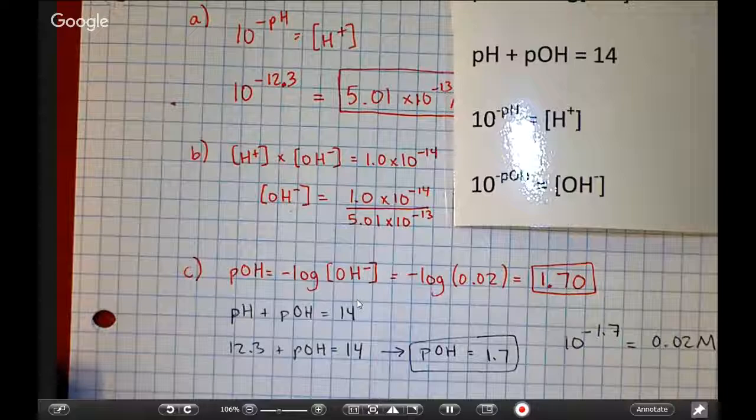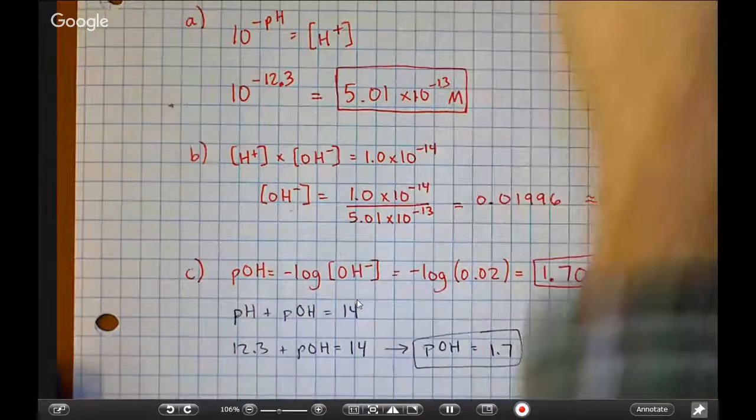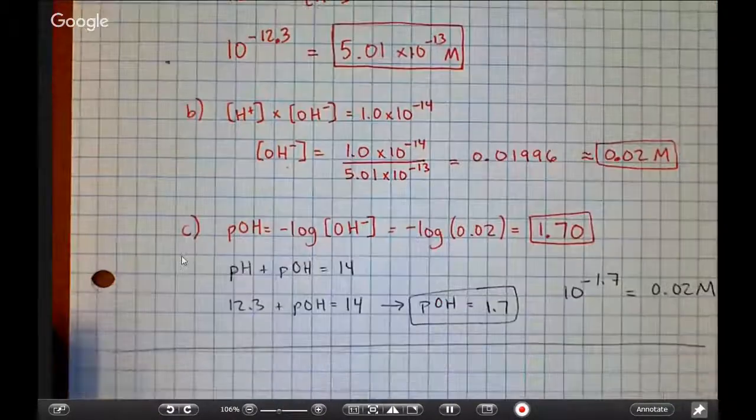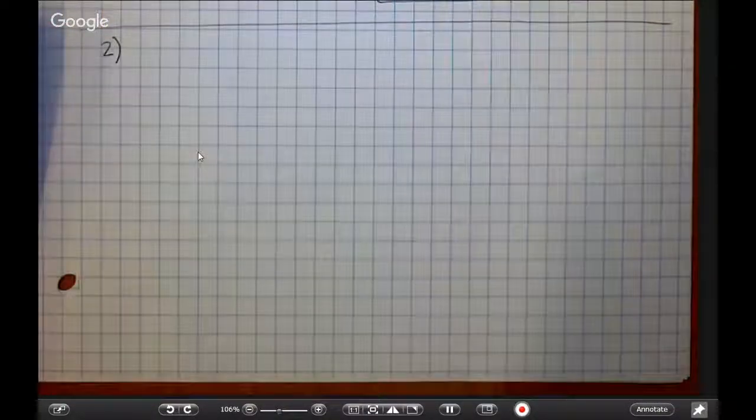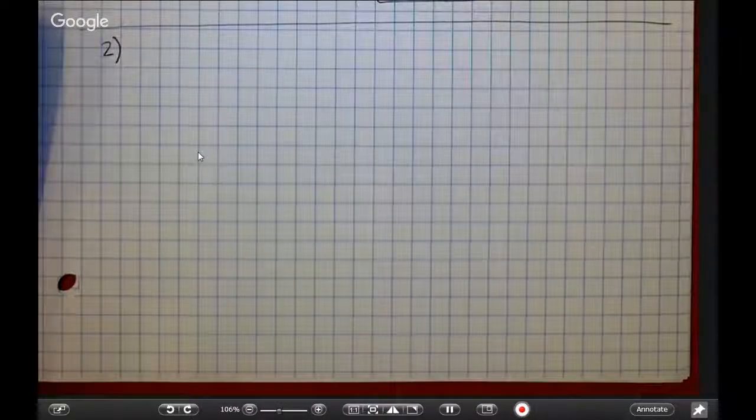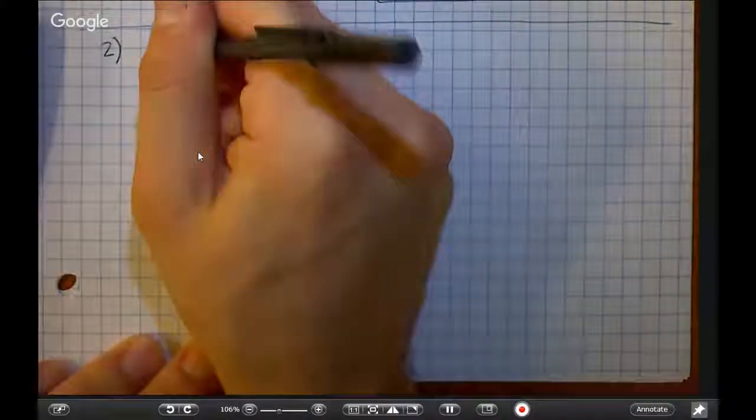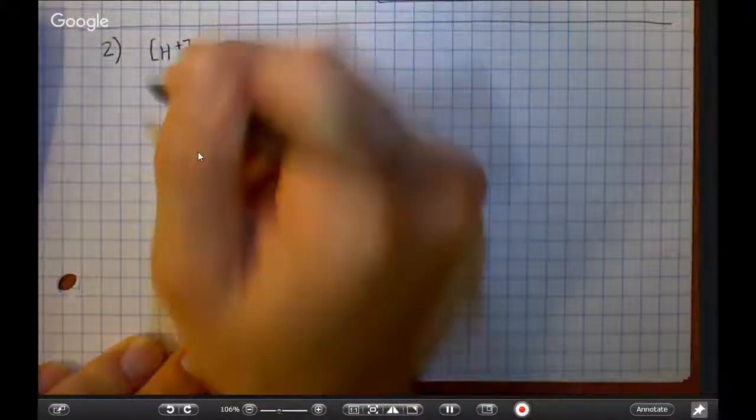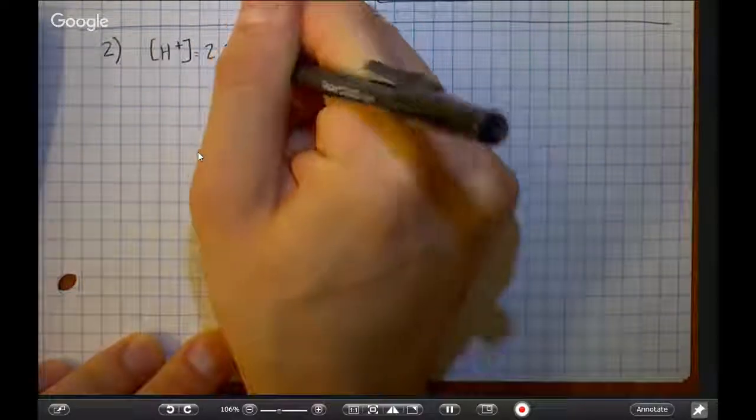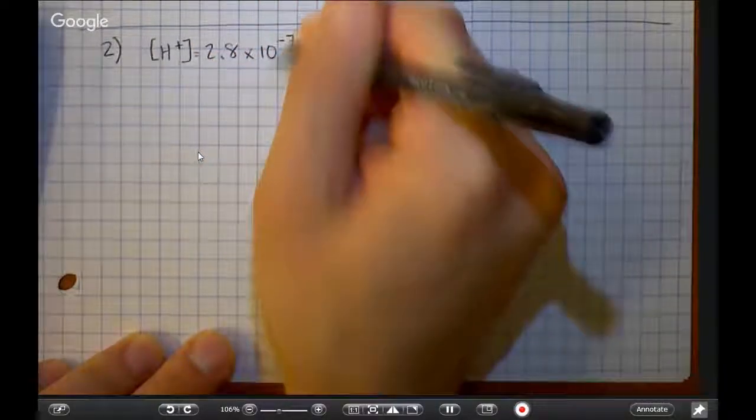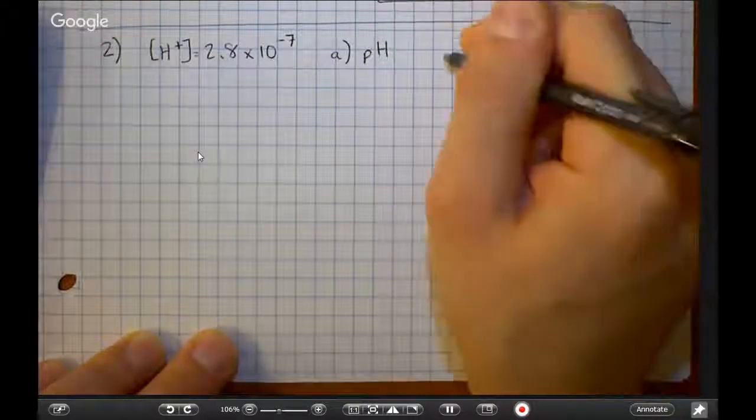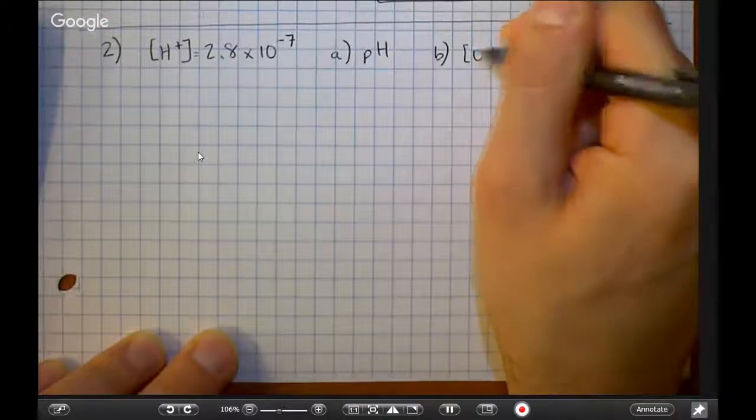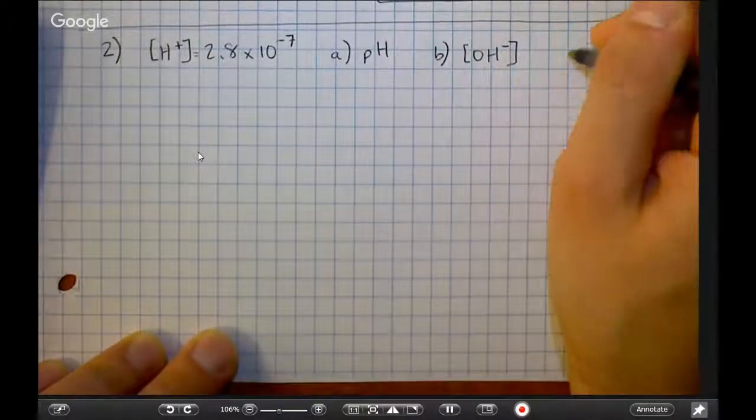So let's look at number 2 then. Does the black show up better than the red? Good. Okay, so for 2, it says you're given a proton concentration, H+, of 2.8 times 10 to the minus 7. And they'd like us to find the pH, hydroxide concentration, and the pOH.